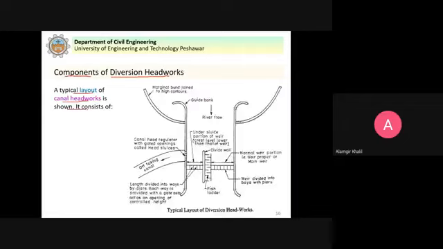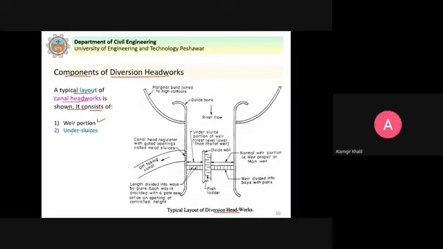Next, we discuss components of diversion headworks. A typical layout of canal headworks is shown here. This is a typical layout of diversion headworks. It has the different components that we will now study in detail, along with their functions. It consists of the weir portion. This is the weir portion here, where, as we already studied, there is an obstruction across the river. So this is the weir portion, clear?